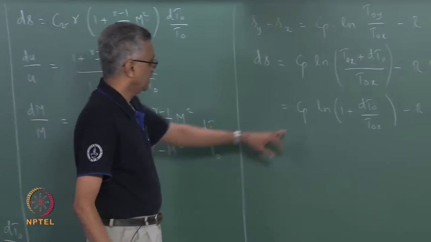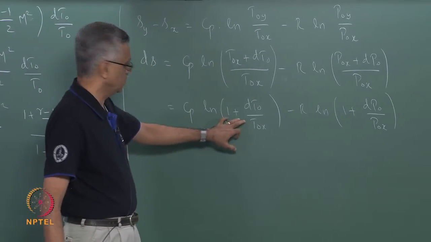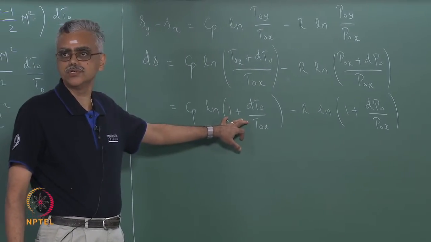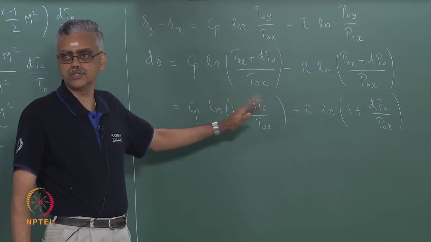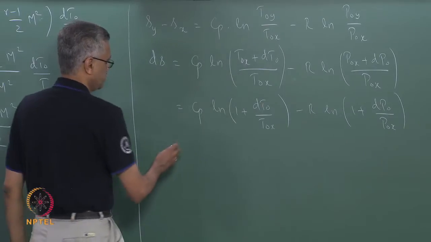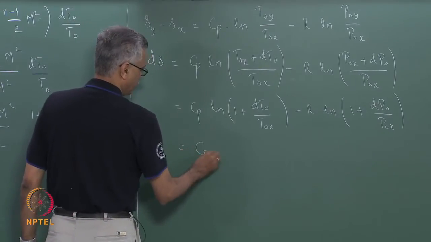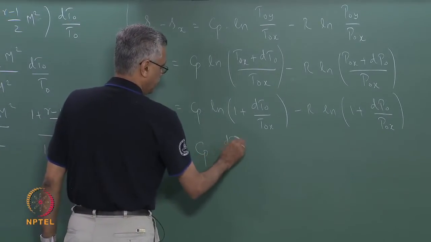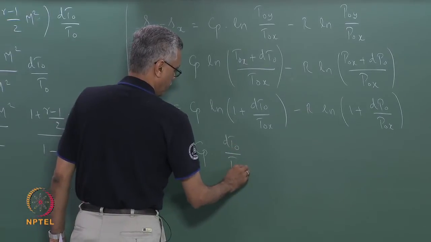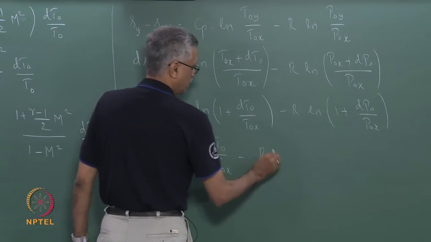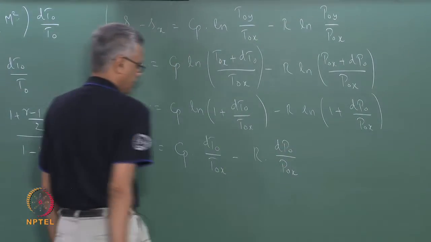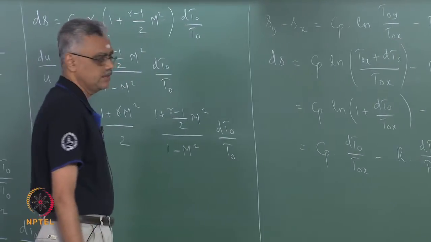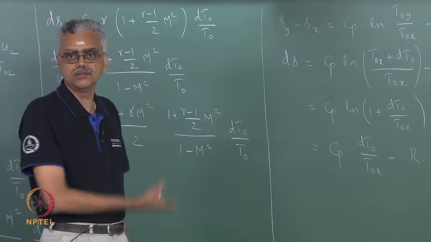I can expand this natural log of 1 plus a small quantity. Remember dT0 is a small quantity. So natural log of 1 plus epsilon can be expanded in a power series and approximated very well like this. So this is Cp times dT0 divided by T0x minus dP0 divided by P0x, because I can easily replace x with 1 and I have what I want.